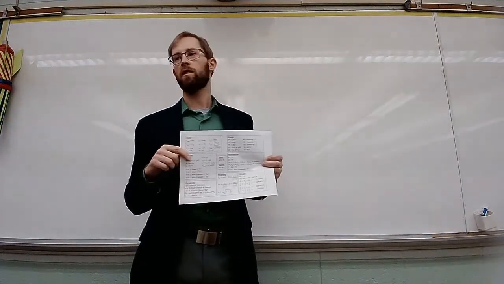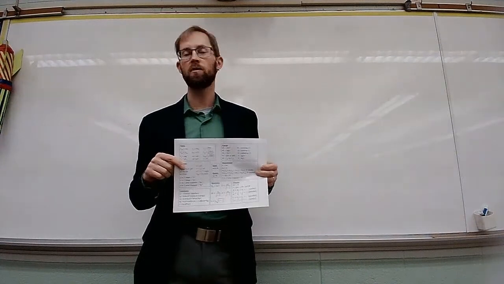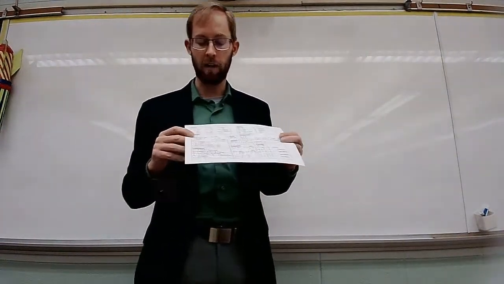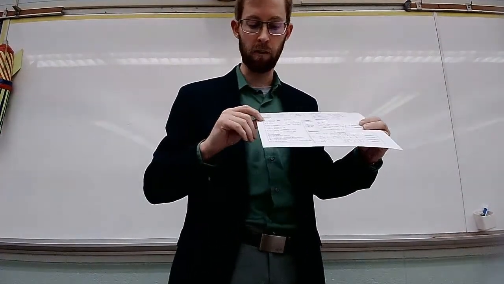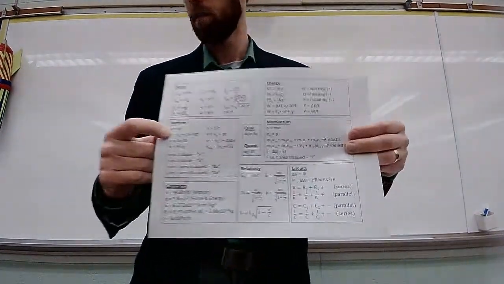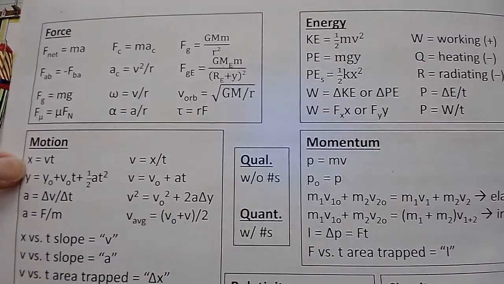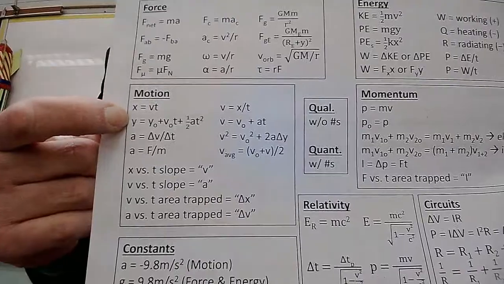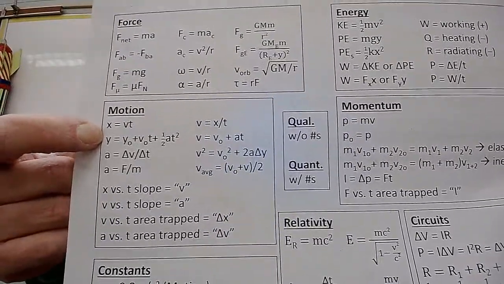I'll give you some hints on which are the ones that you're going to be using most often, especially today for the homework assignment. And if you look on that formula sheet, if you see that y equation, y equals y original plus v original t plus 1/2 at squared, that is a big one that we use for free fall.